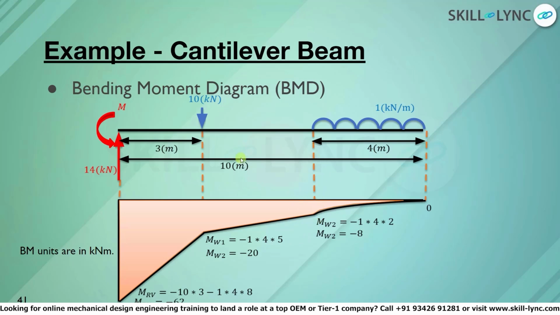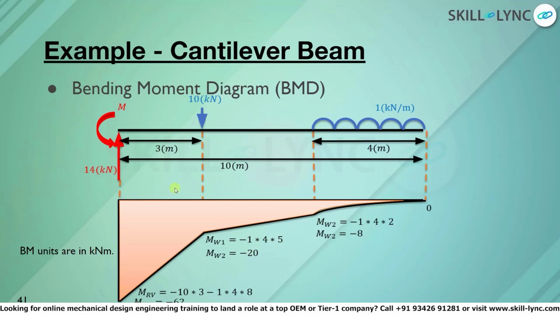Our next step is to calculate the moment at W1. This is equal to minus 1 into 4 into 5. Here 4 is the resolved uniformly distributed load, multiplied by 5, which is the distance from the section, that is equal to 3 meters plus 2 meters, the distance at which the uniformly distributed load is resolved into. This is equal to minus 20 kilonewton meter.